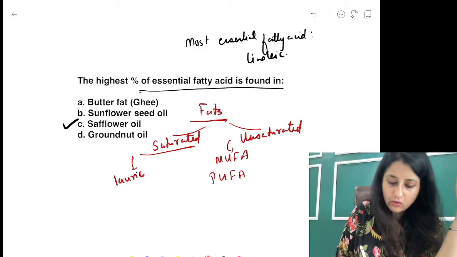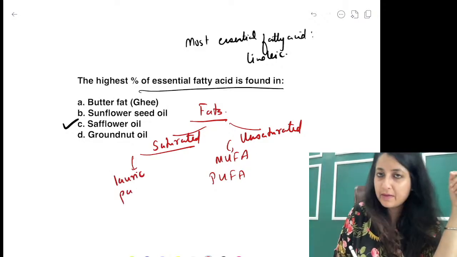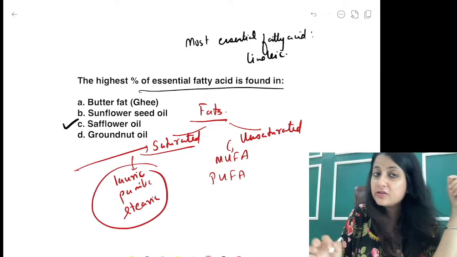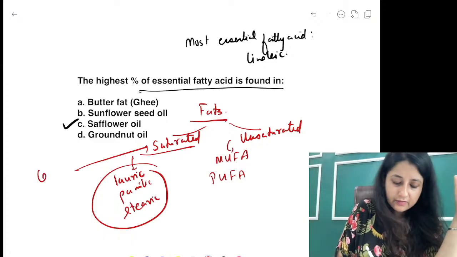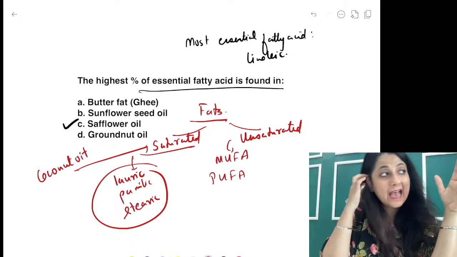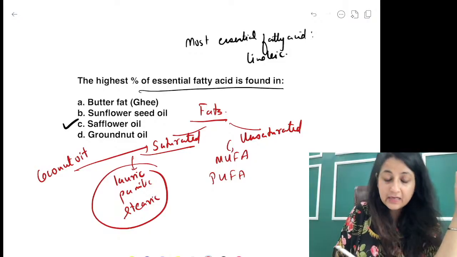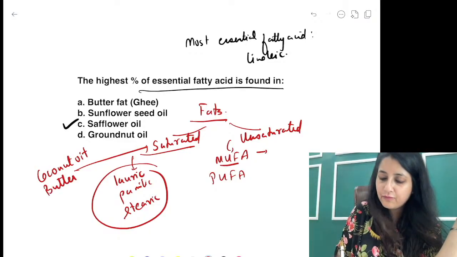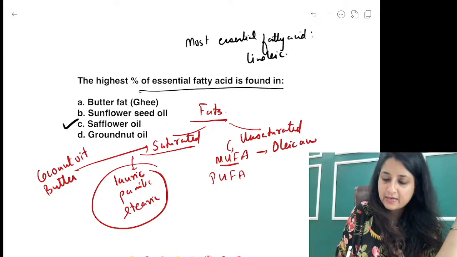What is in saturated? Lauric, palmitic, stearic. Now what is the richest source of all this saturated? Richest source is coconut oil and butter and usually animal fats. Okay, meat, coconut oil, butter. In unsaturated, in MUFA there is oleic acid. A good source of oleic acid is olive oil, guys.